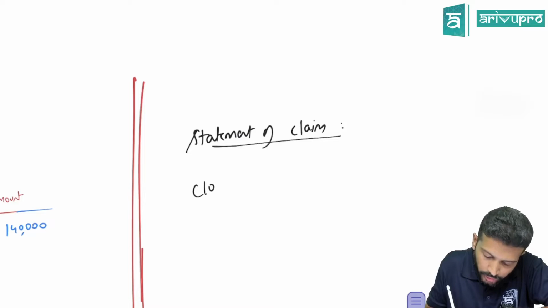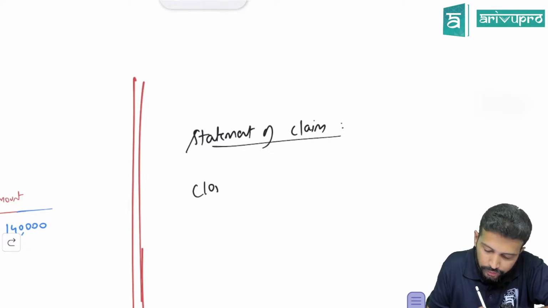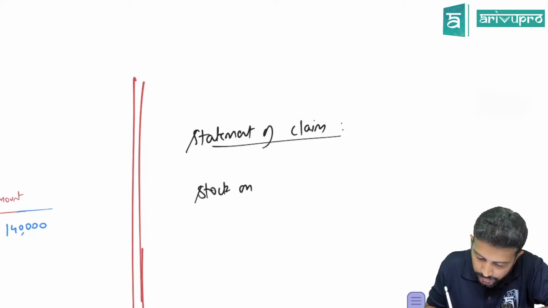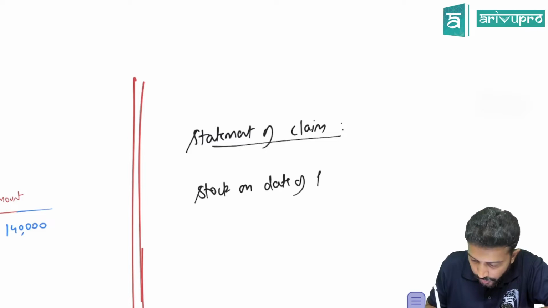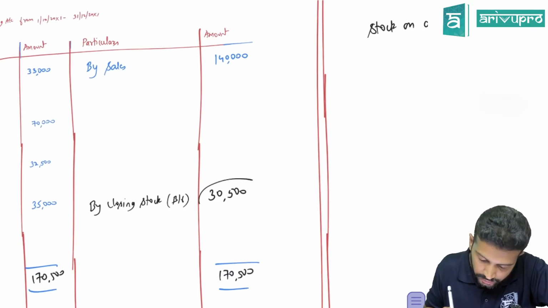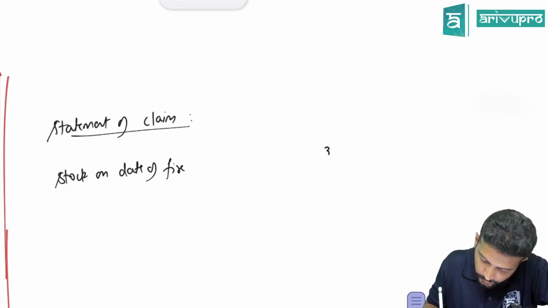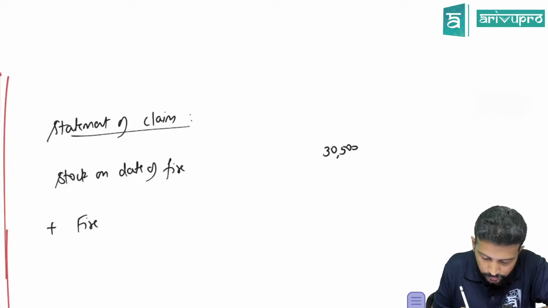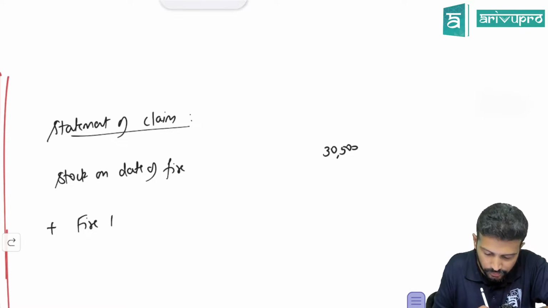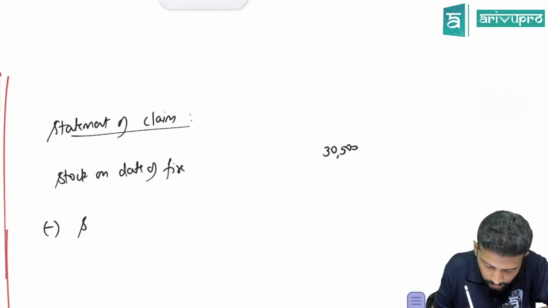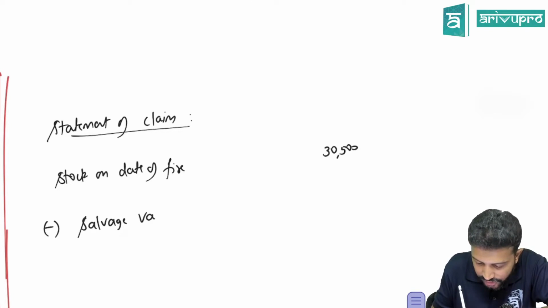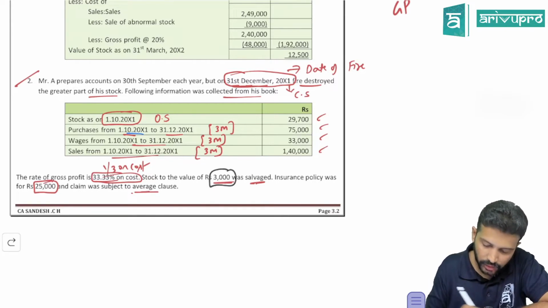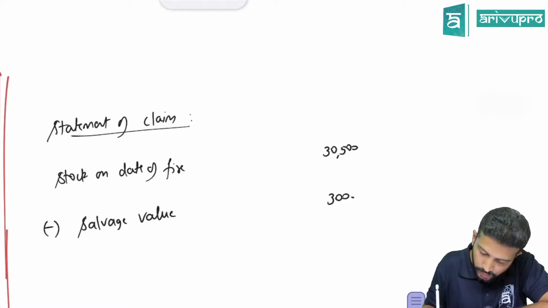Okay, first, what is the closing stock or stock on the date of fire? I'll write like this. What is the stock on the date of fire? That we already got here, no? 30,000. Less something known as salvage value. Check the problem. Do we have something known as salvage value? How much is salvage value? 3,000 given in the question. I have to reduce this.